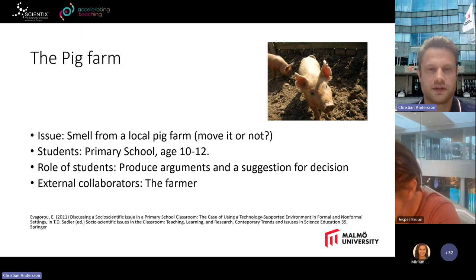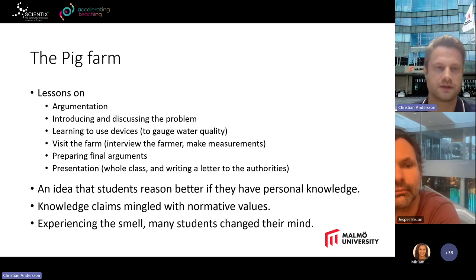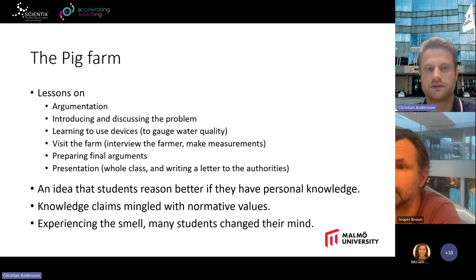This was for younger kids, age 10 to 12. And since it was for younger kids, the teachers spent some time discussing argumentation. What is an argument? What is a counter argument? What is a scientific fact? They also spent a lot of time in introducing the problem for the students and teaching them how to use devices that could gauge the water quality at the farm.